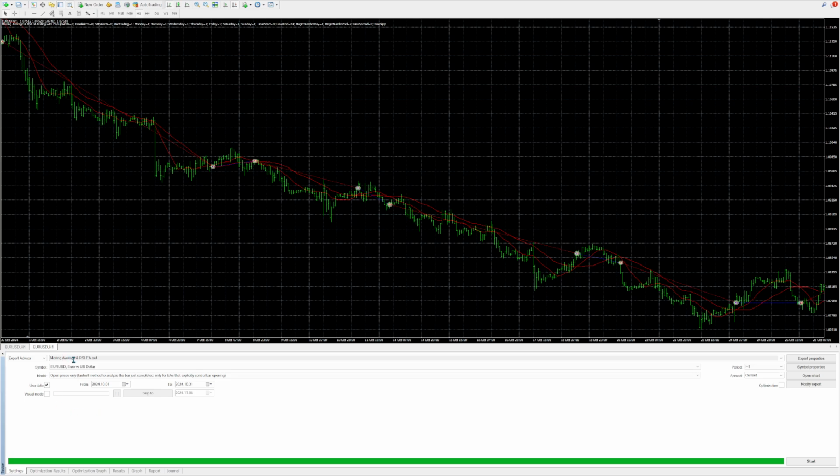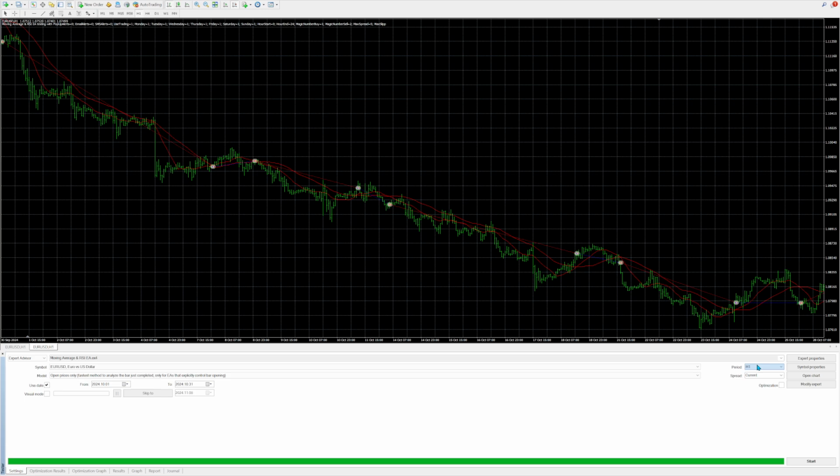I've loaded the moving average and RSI EA in the strategy tester. I've chosen the euro dollar symbol here. You can use this EA on any trading instrument, whether that's Forex, stocks, cryptos, commodities, indices, etc. For the time frame, I've chosen the 1 hour chart. You can use it on any chart time frame that you wish.